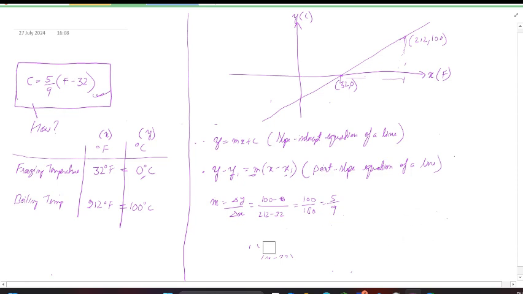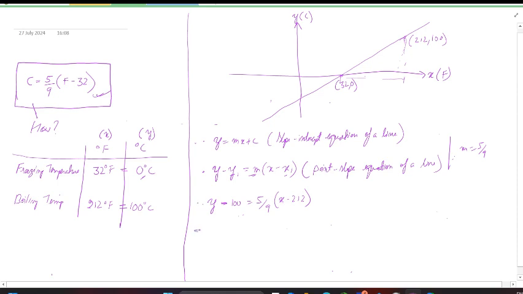Okay. Let me remove this one as well. We already know that the slope is 5 by 9. Now in this equation we are going to use these values. For y we are replacing y1 with 100, so y minus 100 equals 5 by 9, and then we are going to replace x1 with 212, x minus 212.